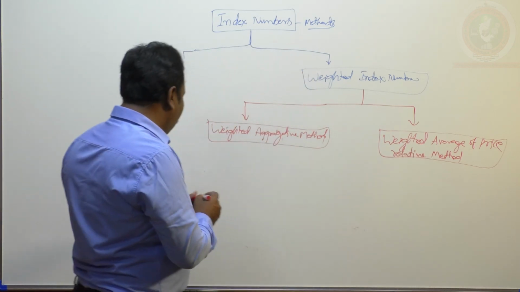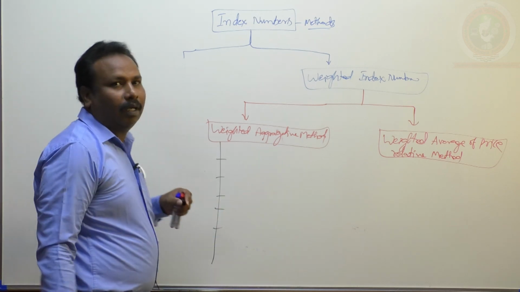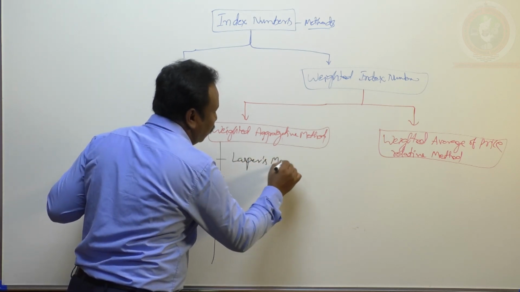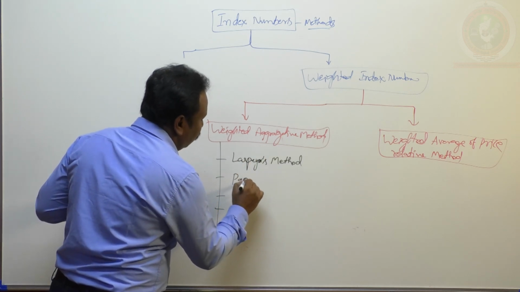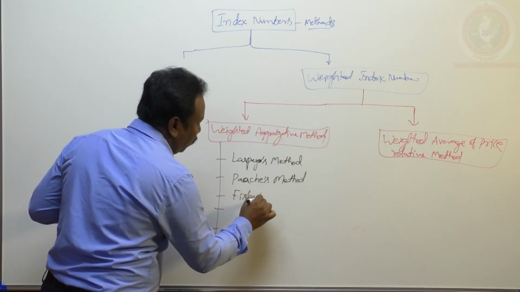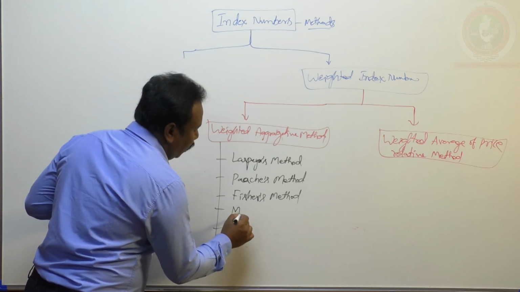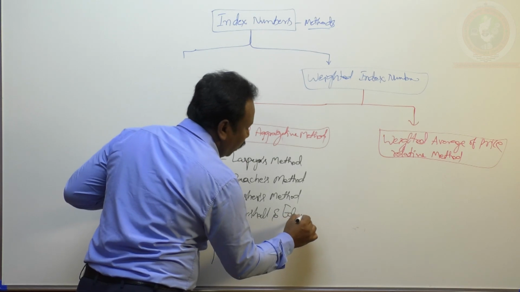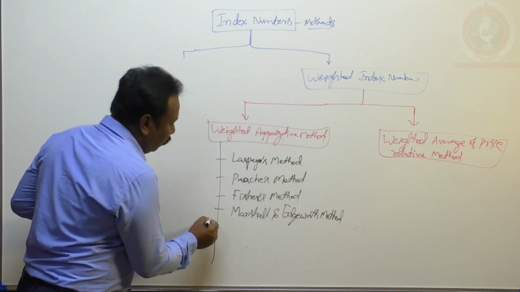Again under the aggregative method, it can be classified into various methods given by various statisticians or mathematicians: Laspeyres' method, Paasche's method, Fisher's method, then Marshall and Edgeworth method. According to your syllabus, these four are included.